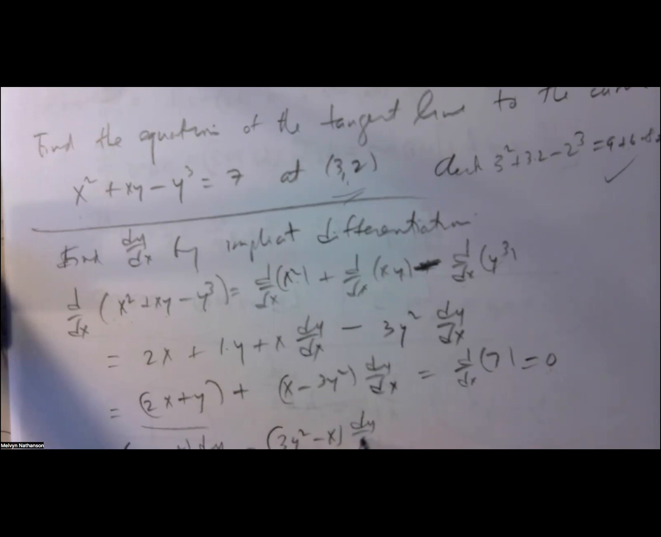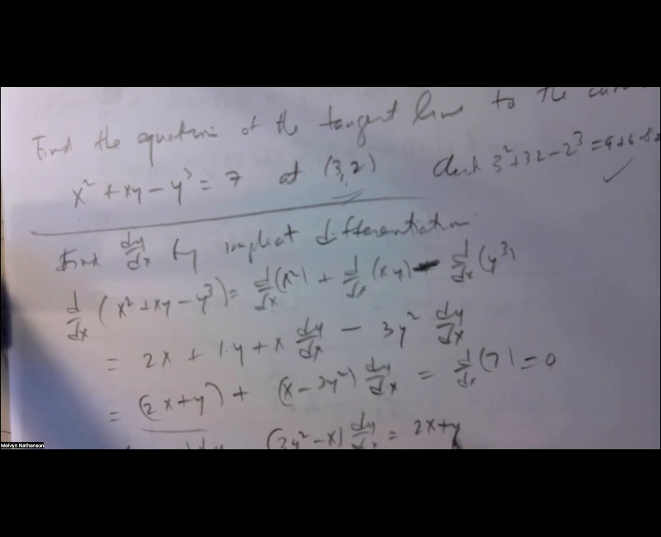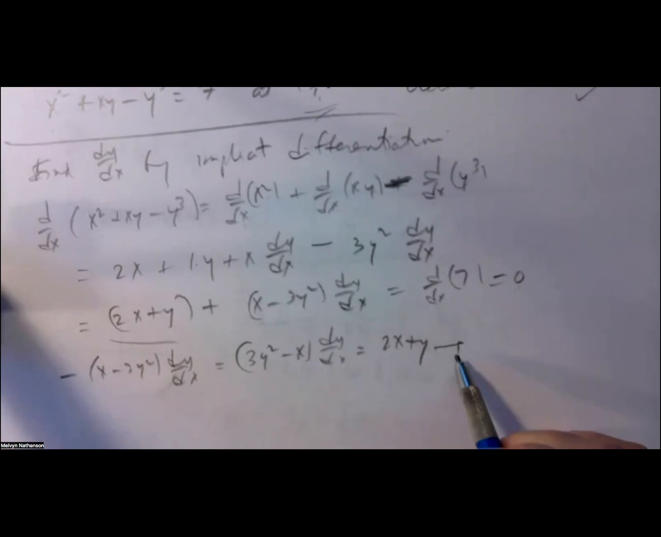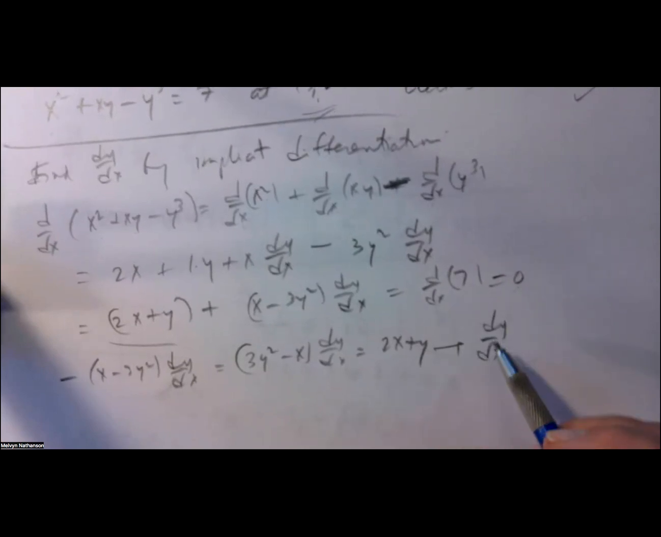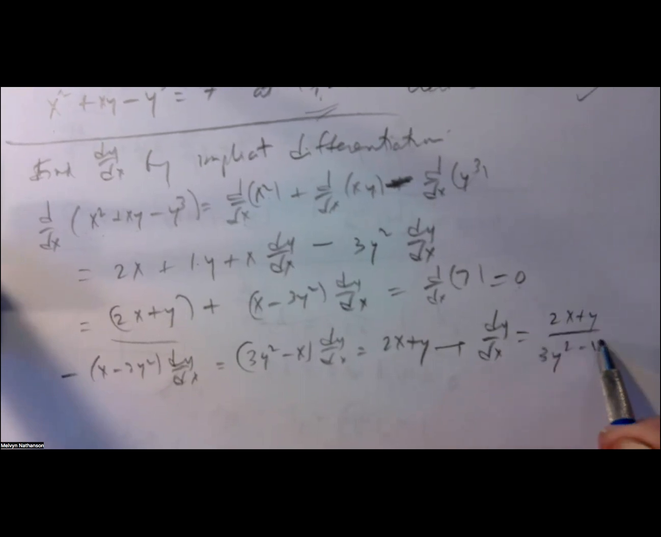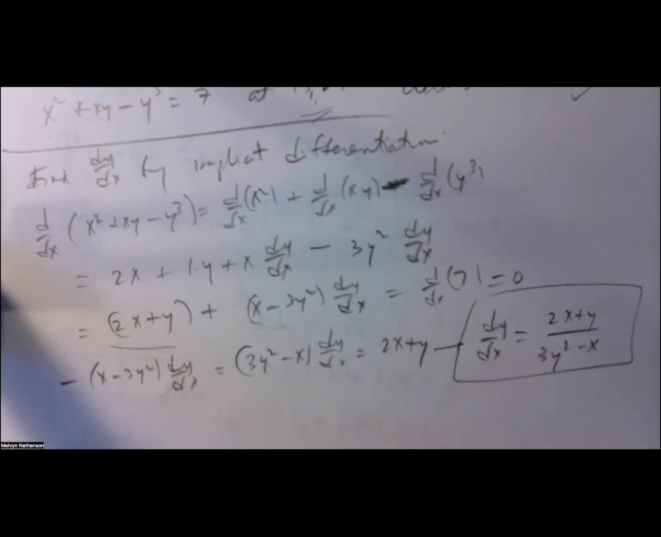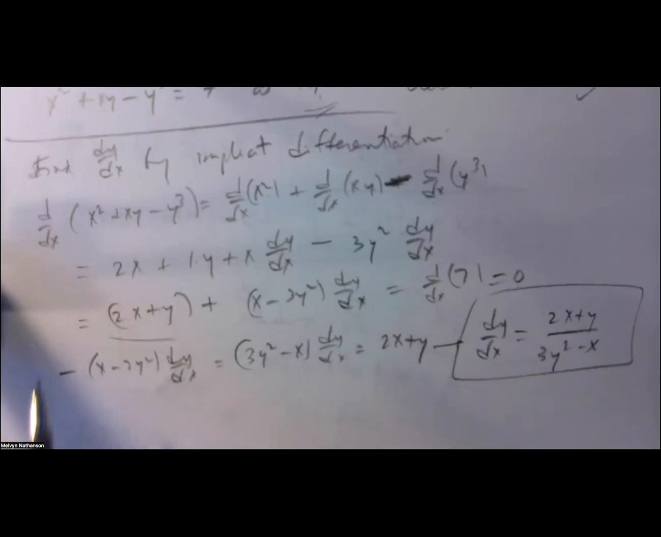So if I bring this over to the other side, I have minus x minus 3y squared dy dx, which is the same as 3y squared minus x dy dx equals 2x plus y. So dy dx at any point on the curve is 2x plus y over 3y squared minus x. So at any point on the curve, the derivative, which is the slope of the tangent line, is this.